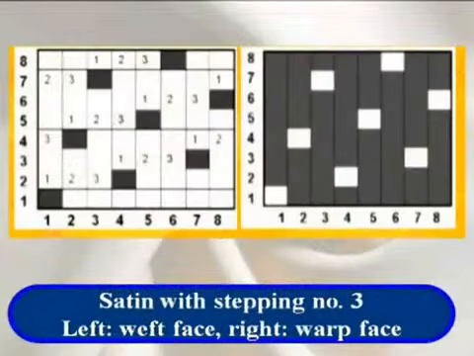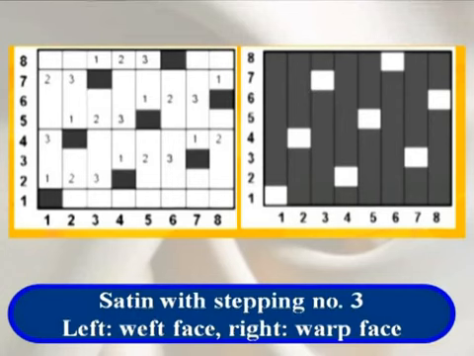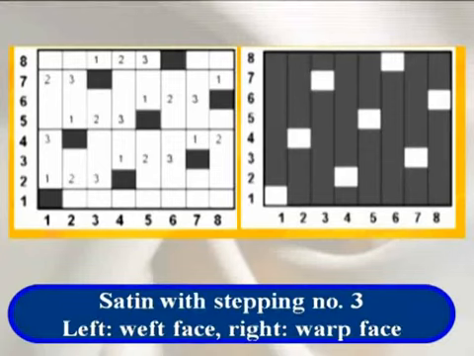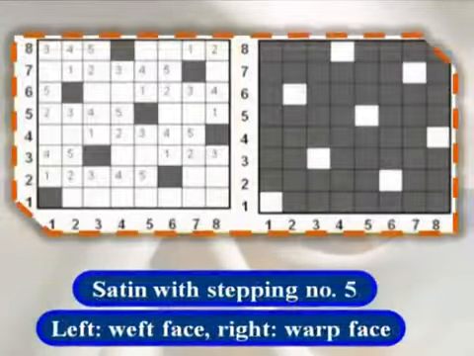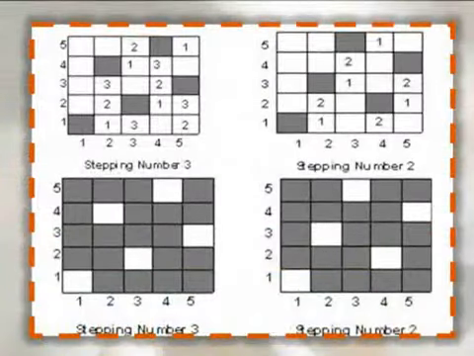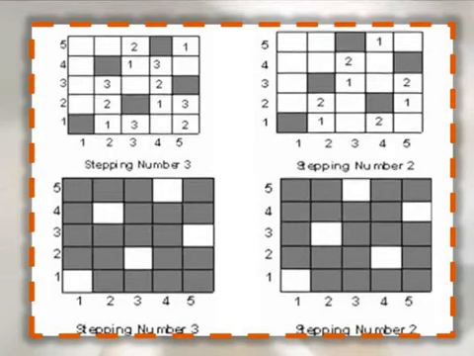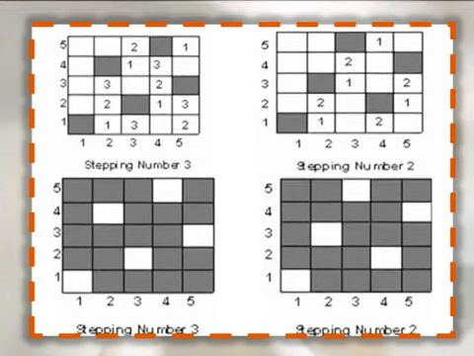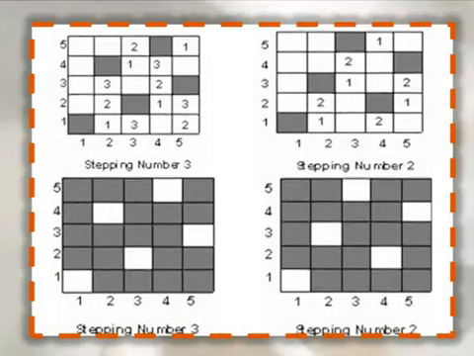In a satin weave, 8 shafts can only be produced in 2 ways, for example, when the stepping number is either 3 or 5. Similarly, if a satin weave is to be prepared on 5 warps and 5 picks, then the stepping numbers can only be 2 or 3 on the basis of the above 3 principles.